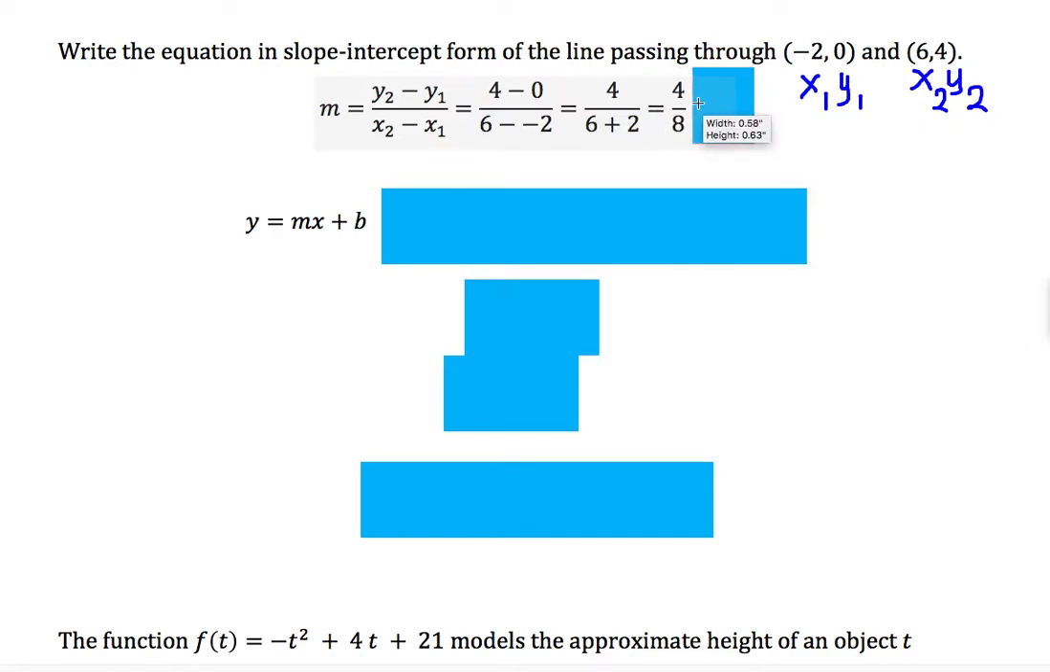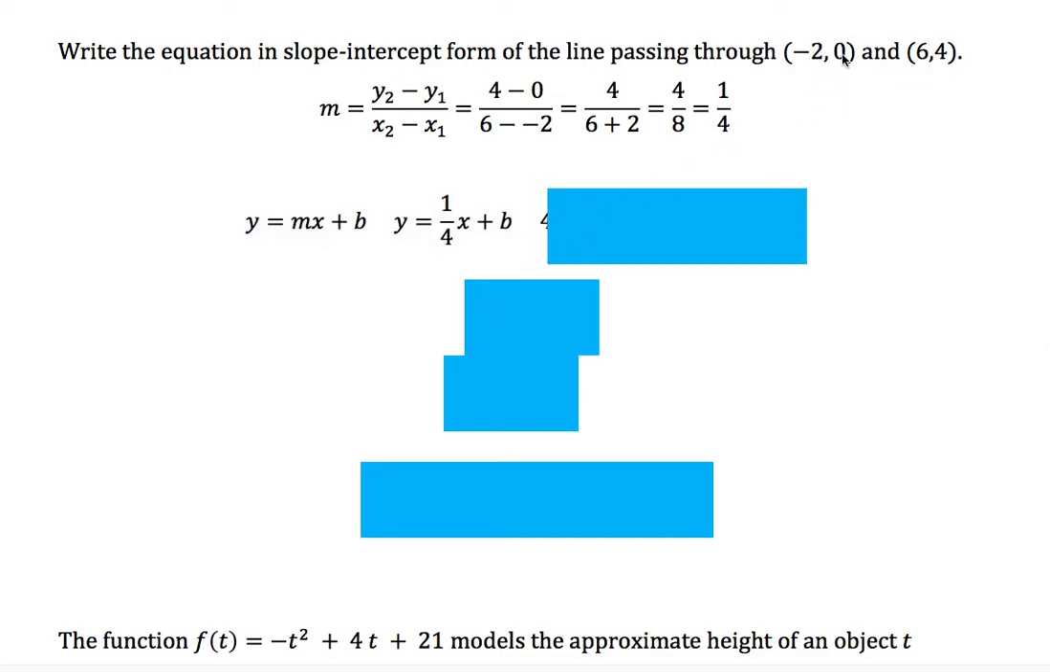And then that will give us 4 divided by 8, and that fraction can be reduced to 1/4. So now I know that my slope is 1/4. I can go ahead and plug that into my equation, and this time I need to find my y-intercept. To do that, I'm going to use one of my sets of coordinates and plug it into my equation so I can solve for my b value.